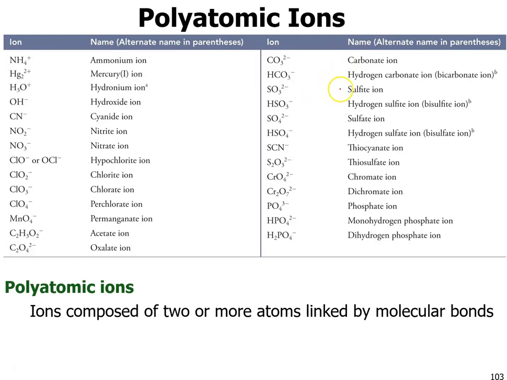Carbonate, sulfite ion, hydrogen sulfite, sulfate. These are all different phosphate groups, I'm sure you've heard of as well, potentially. So these are all groupings of nonmetals, with the exception of mercury, this mercury ion. These are mostly all nonmetals that form together as multiple groupings that will sometimes form charged state ions.